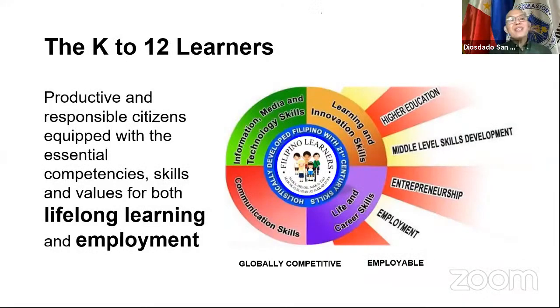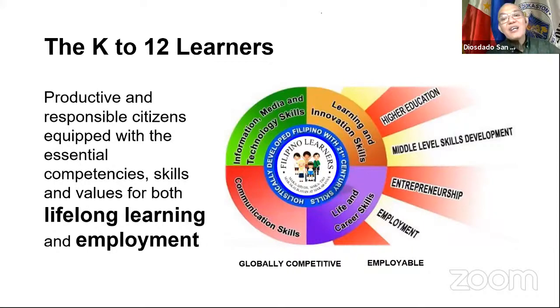So the K-12 learners, according to our framework of the K-12 curriculum, are expected to be productive and responsible citizens equipped with essential competencies and skills and values for both lifelong learning and employment. They are supposed to be globally competitive, employable, because the four exits is really some going to higher education. In fact, it's not some, many deciding to go to higher education, also pursuing middle level skills development or entrepreneurship and seeking employment.